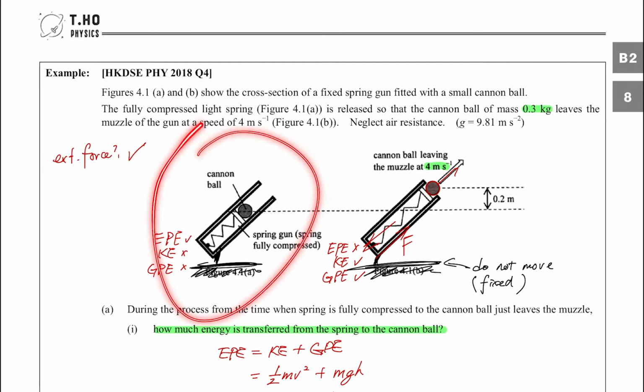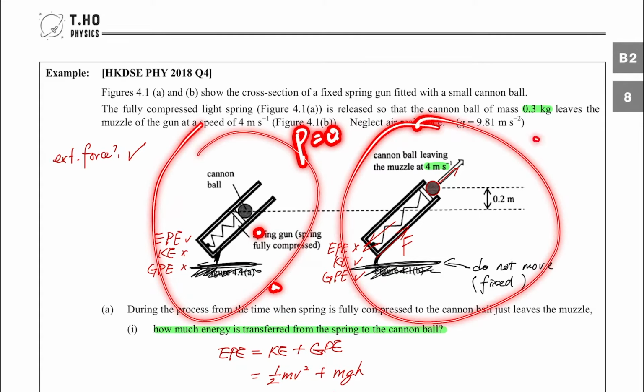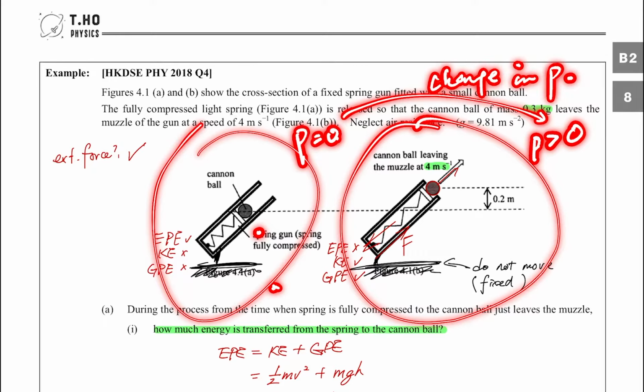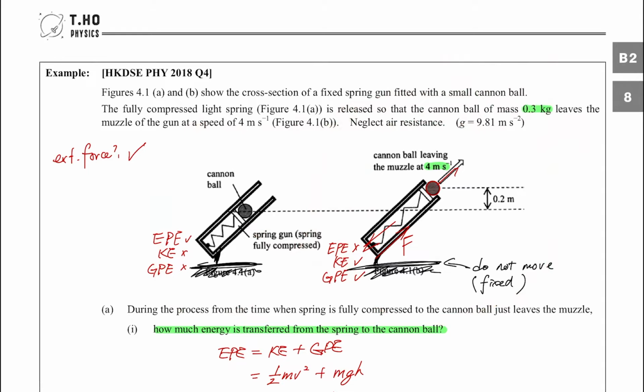You can think about this in another way. At first, in this situation, the momentum is zero because nothing is moving. But in the second case, the cannonball is moving, so the momentum of the whole system is larger than zero. So there is a change in momentum. So momentum is not conserved.